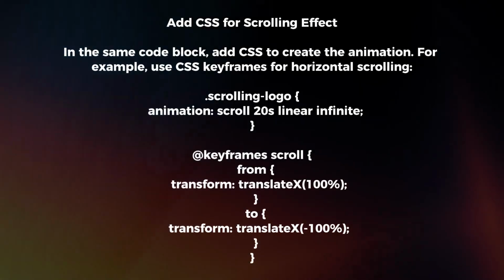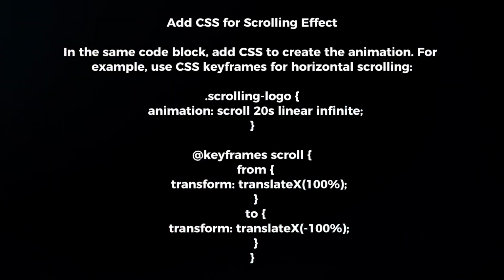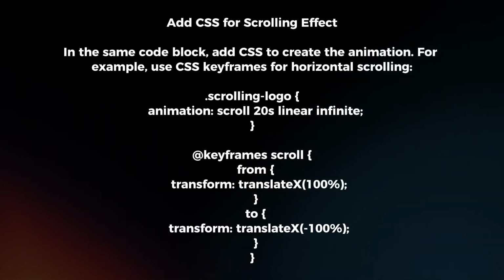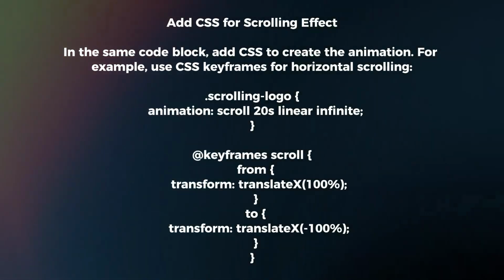In the same code block, add CSS to create the animation. For example, use CSS keyframes for horizontal scrolling. Save and preview. Save your changes and preview your site to ensure the logos are animating correctly.